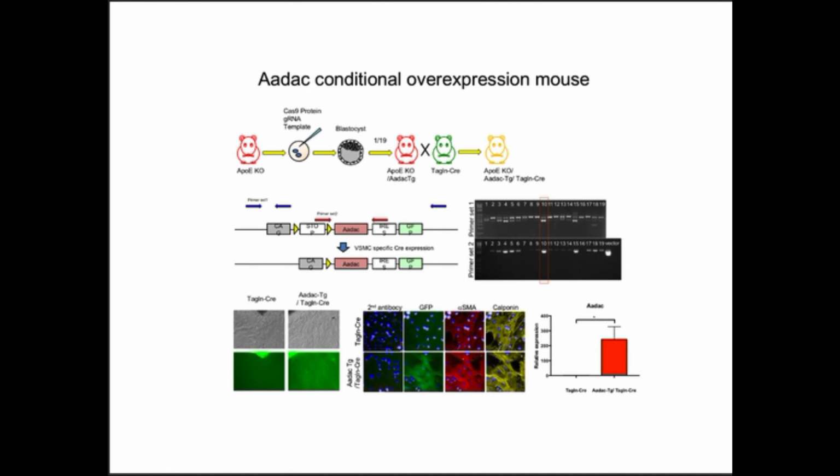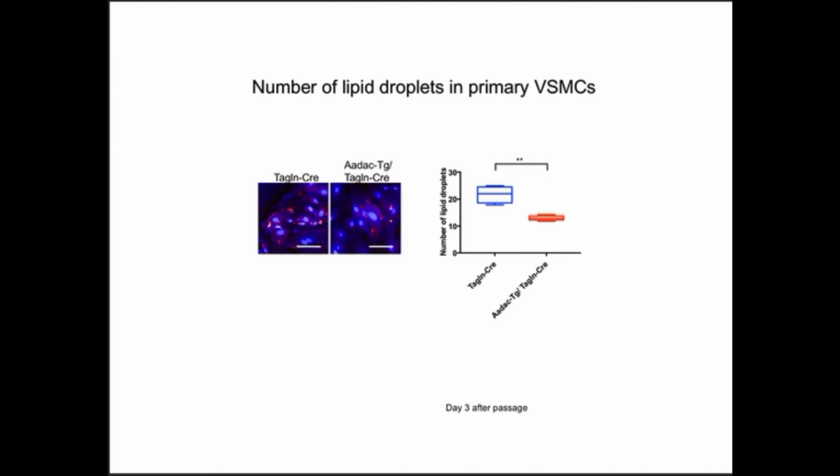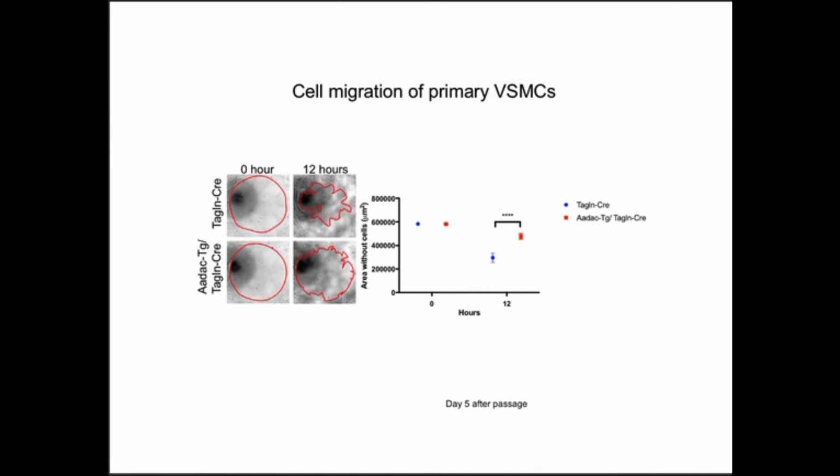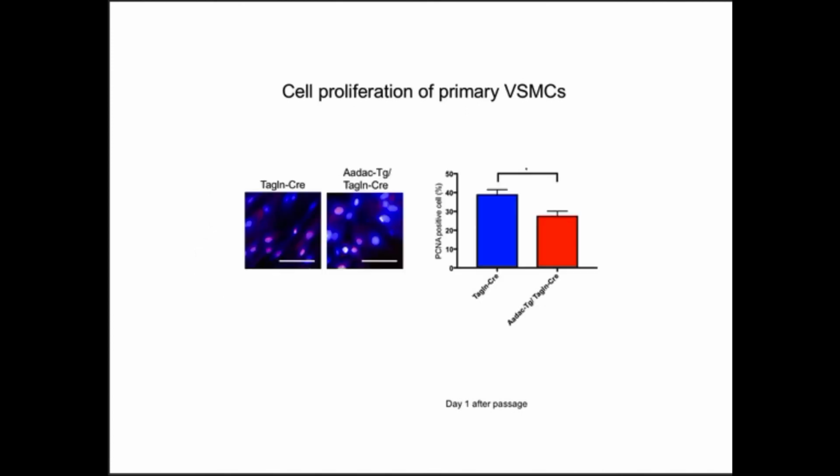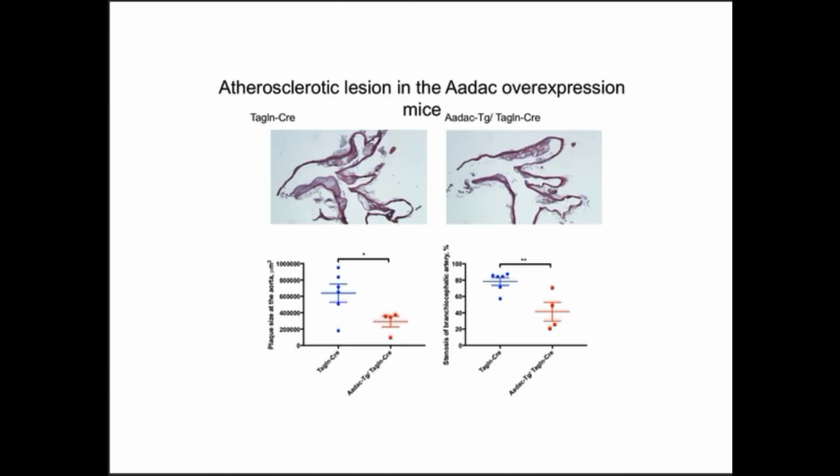So we made a mouse that could overexpress AADAC specifically in vascular smooth muscle cells on that ApoE background using the CRISPR-Cas system. And this is all just proof that we did that. And when we did that, what's interesting is in those vascular smooth muscle cells that were taken from the mouse, primary, you can see the same reduction in lipid droplets. So they're storing the same storage lipids less. They have the same phenotype in cell migration, same proliferation phenotype, but most importantly, they've got a reduction in atherosclerotic lesions. They're protected against lesions because of the changes we've made.